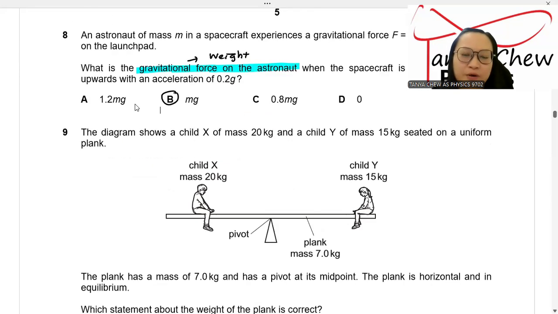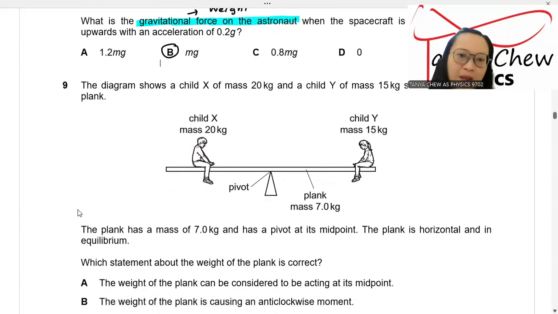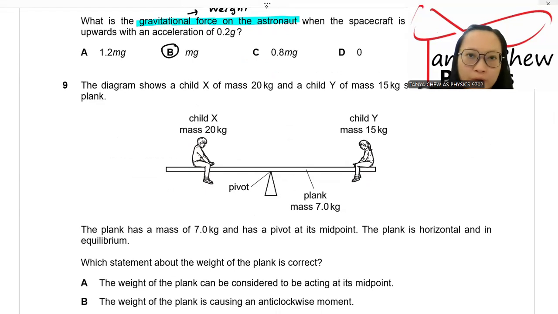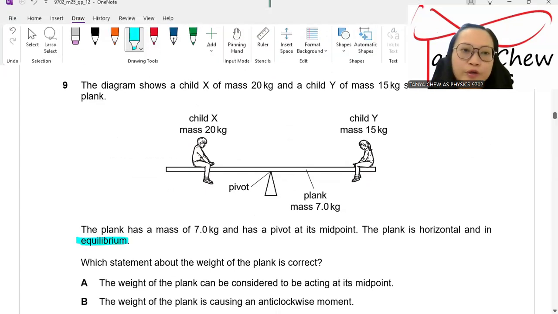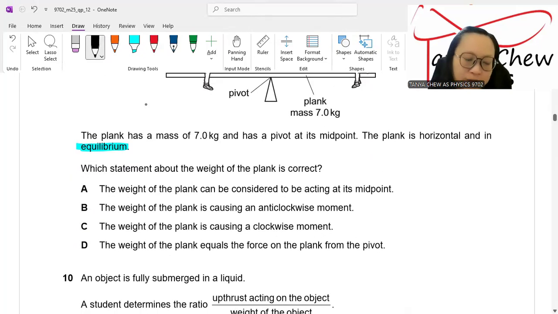Now, question number 9. The diagram shows a child X of mass 20 kilogram and a child Y of mass 15 kilograms seated on a uniform plank. The plank has a mass of 7 kilogram and has a pivot at its midpoint. The plank is horizontal and in equilibrium. This is a good keyword here. They ask which statement about the weight of the plank is correct. The weight of the plank can be considered to be acting at its midpoint. Why?